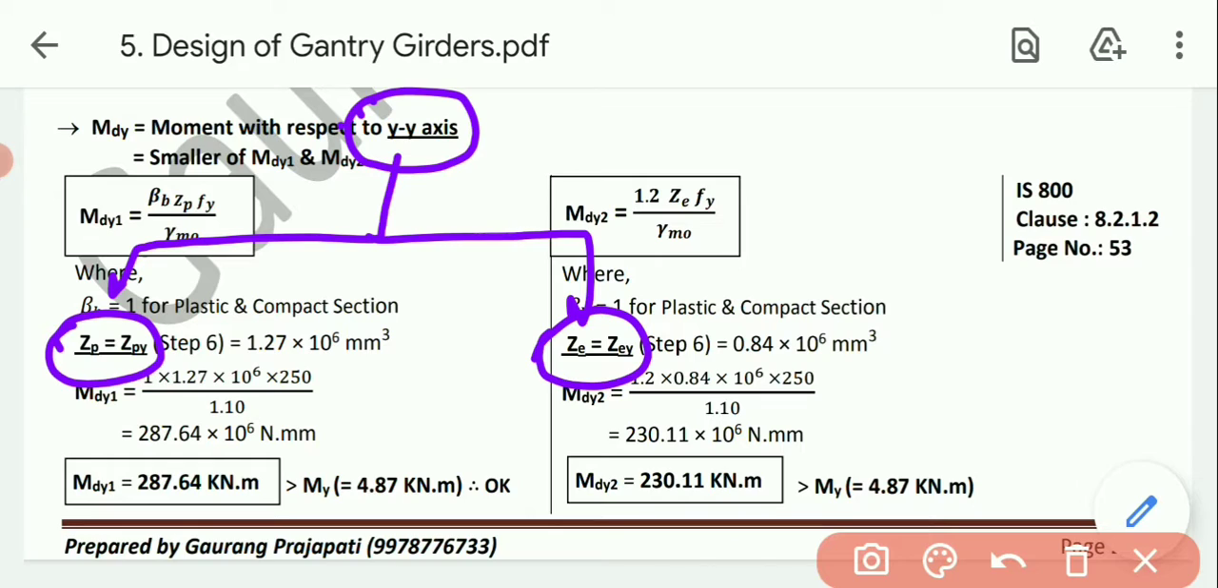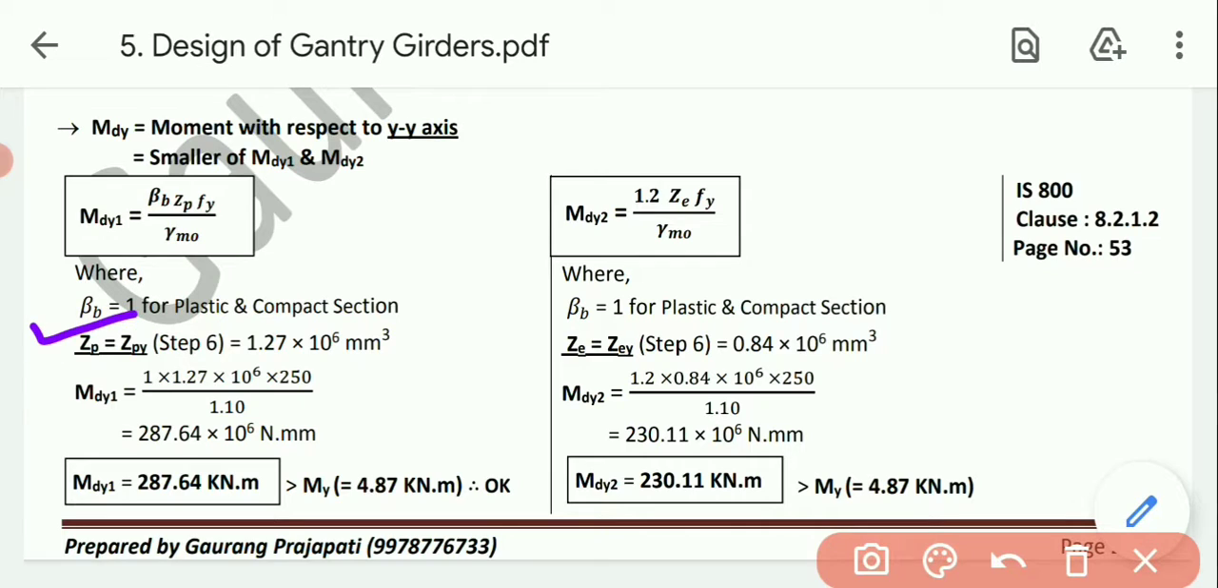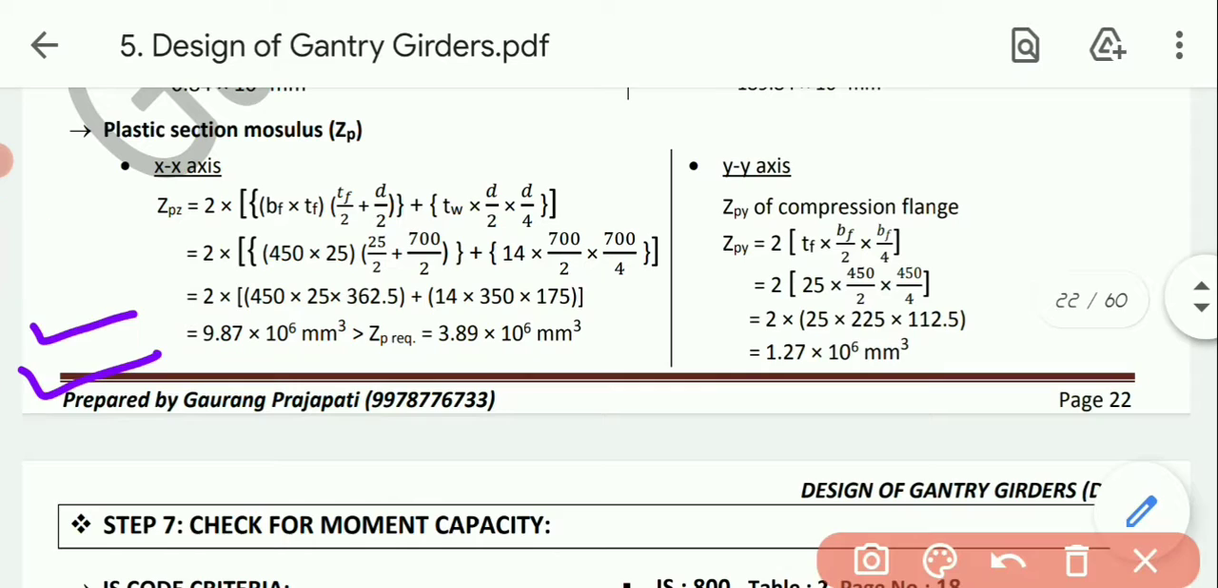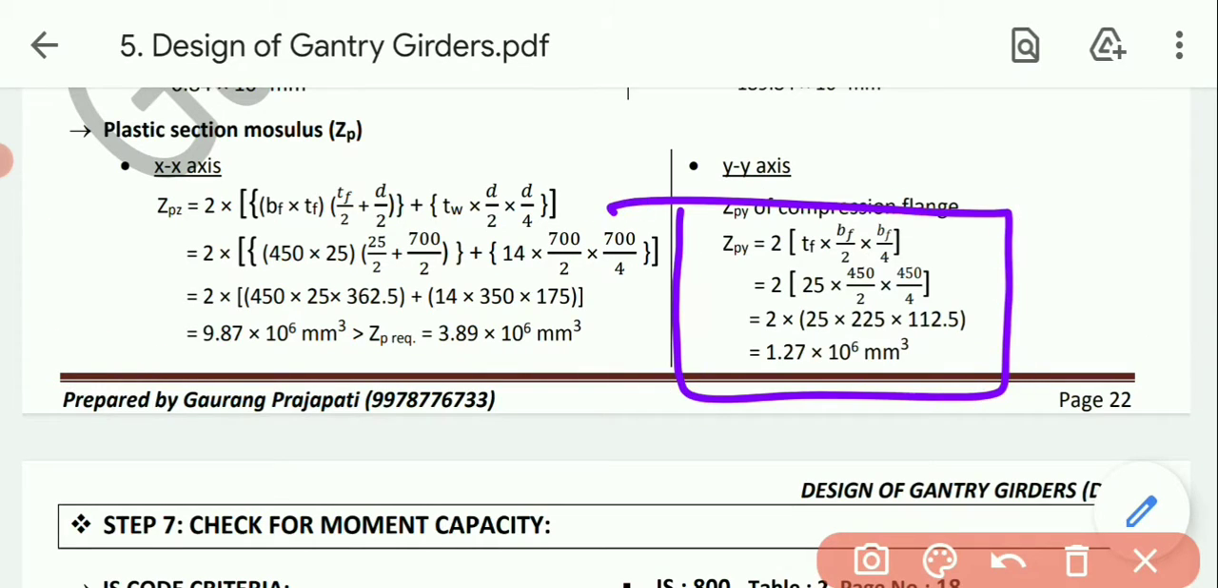We have already calculated all these properties in the previous step. So first of all, beta b 1, Zp, that is Zpy. Let me show you Zpy over here: 1.27 into 10 raised to 6.